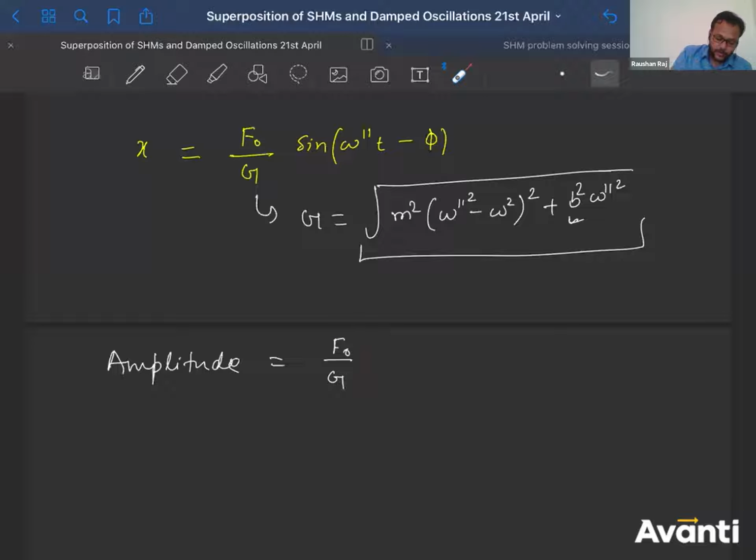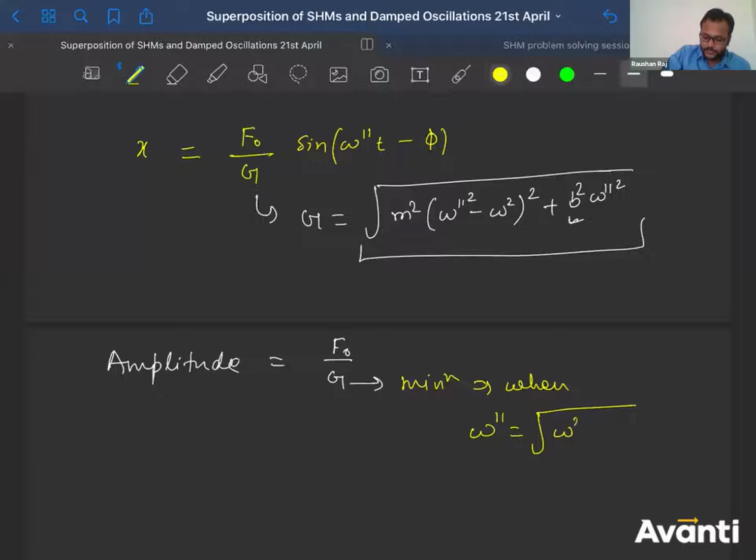So my point is, this G will have minimum value when omega double dash will be equal to square root of omega square minus b by 2m whole square. What is this value? This is nothing but the damping frequency, right? So except for the driving force, what will be the frequency? Omega square minus b by 2m whole square, right? So this is the damping frequency.